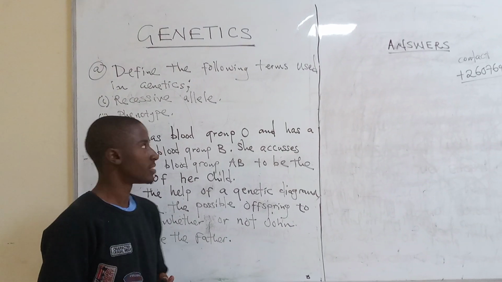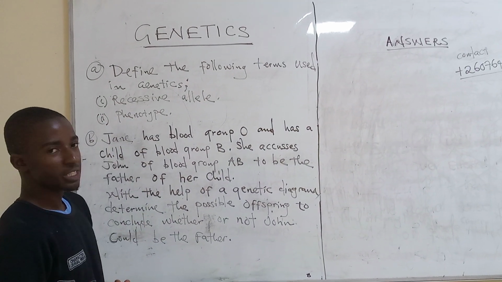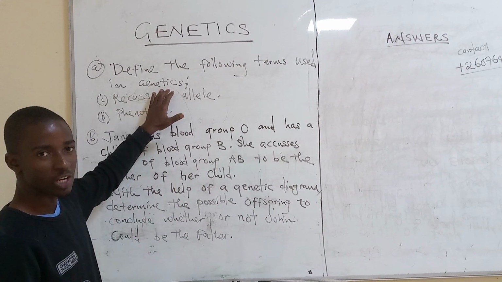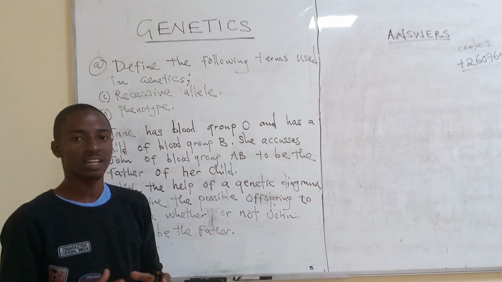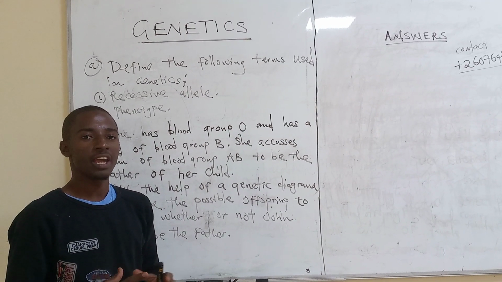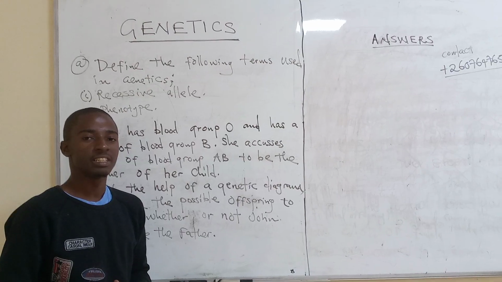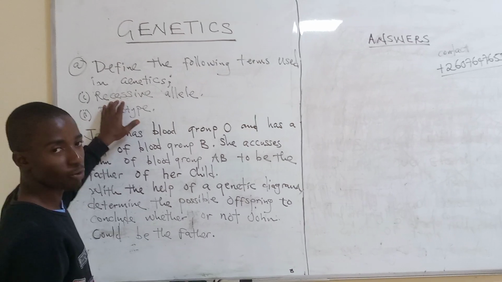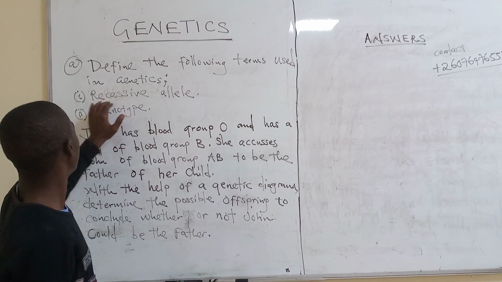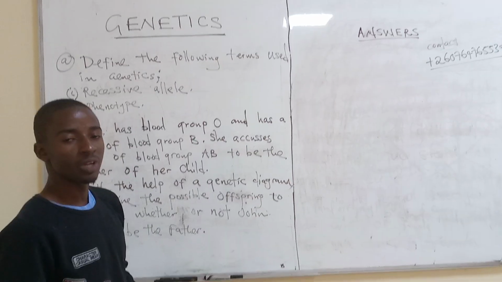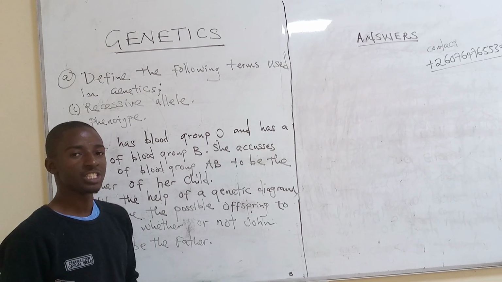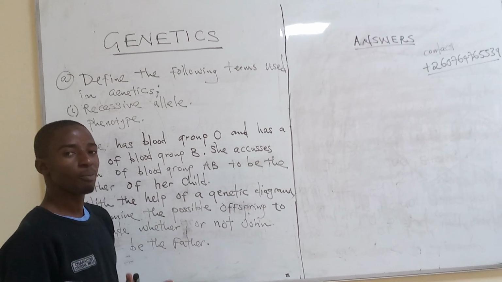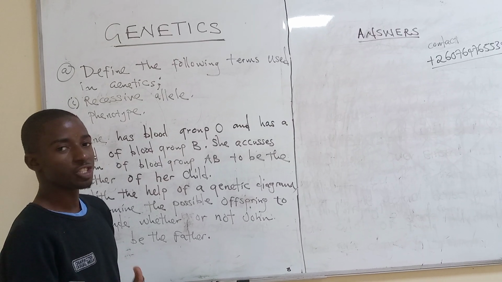And the first question reads, define the following terms used in genetics. As we know, genetics is just the study of genes, inheritance and variations in living organisms. So the first terminology we have been given is a recessive allele. A recessive allele is just a gene that does not express itself in form in the presence of another gene.